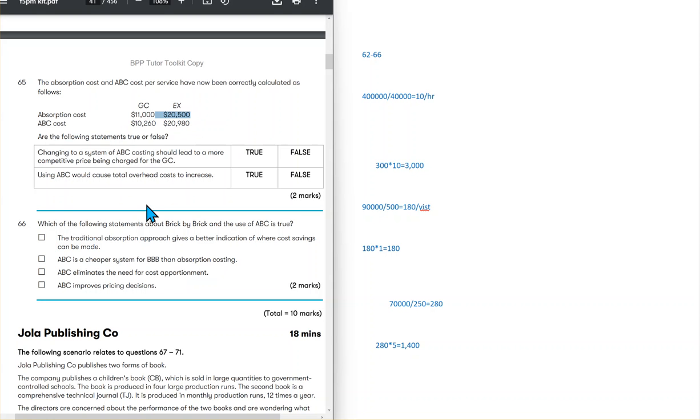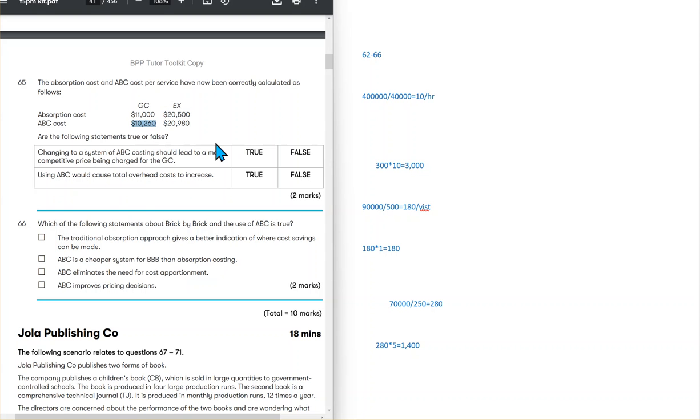Changing to a system of ABC costing would lead to more competitive price being charged for GC. Remember, competitive price means cheaper price. It might give you a lot of information about competitive, but it simply means cheaper. So does ABC give us cheaper price for GC? Yes, true.